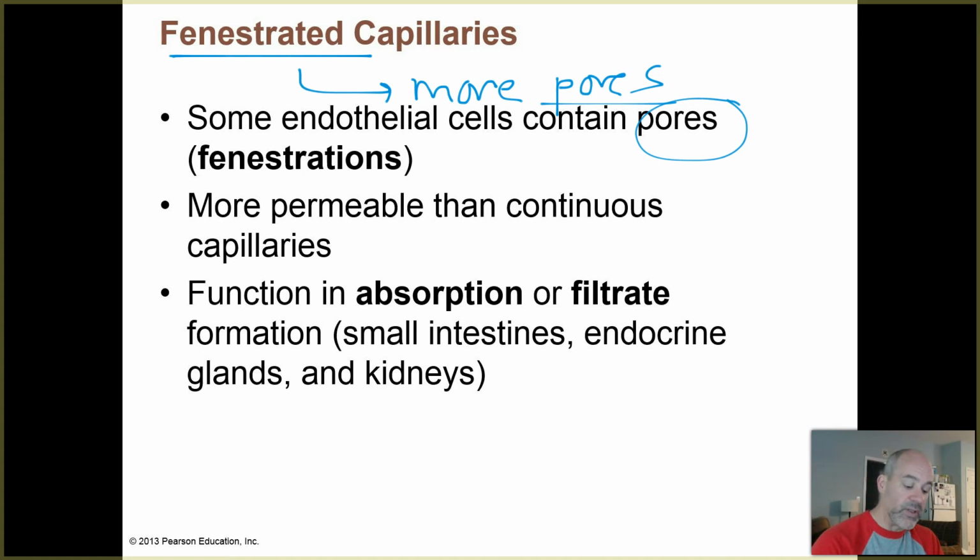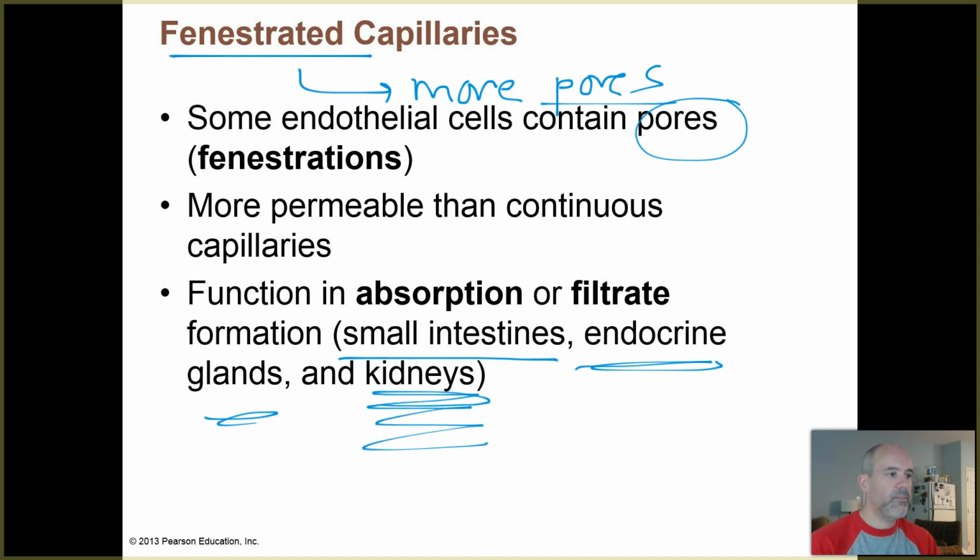Some example locations: the small intestines. That's where most of the digestion of your nutrients takes place, and so you need to absorb those nutrients. So the capillaries within the walls of the small intestine will be these fenestrated types that allow that to happen. Endocrine glands, that makes sense. Your endocrine glands secrete hormones, and hormones can be picked up by fenestrated type capillaries that surround those endocrine glands a lot better than they could through continuous capillaries. So you're going to have fenestrated capillaries in those locations as well.